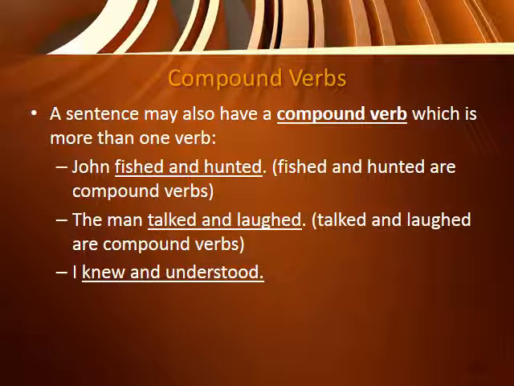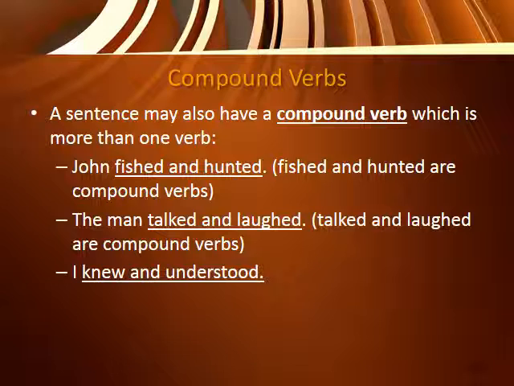A sentence may also have a compound verb, and a compound verb is just more than one verb. So you might have one word as the verb, or you may have more than one verb. And when you have more than one verb, that makes it a compound verb. Just like we were talking about compound subjects, sometimes you can have a compound verb. You can actually have a compound subject and a compound verb all in the same sentence, and that's perfectly fine.